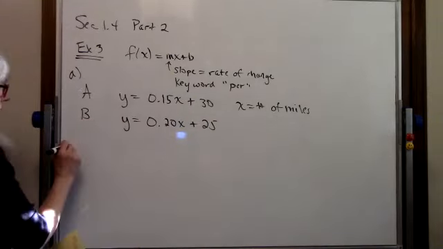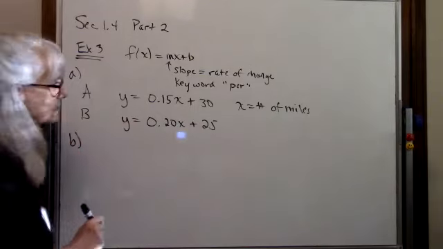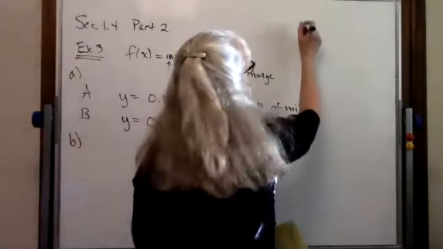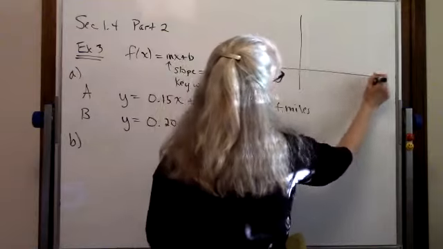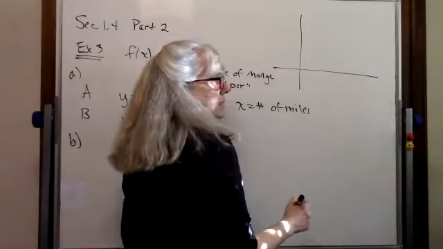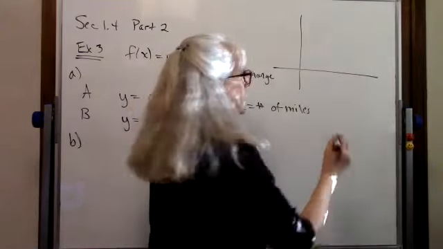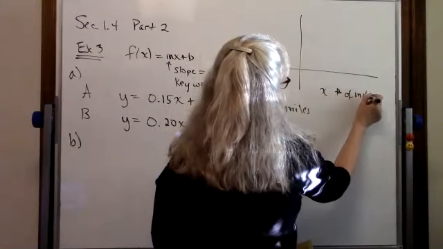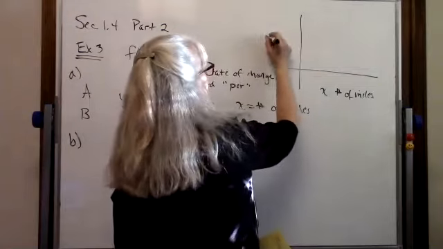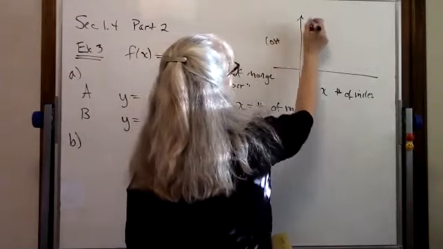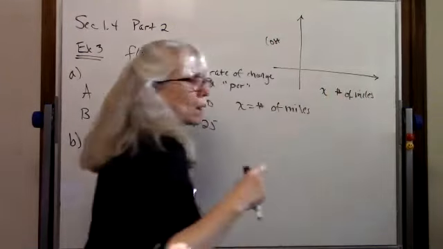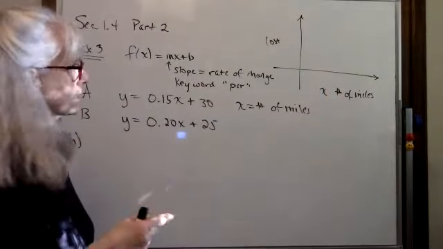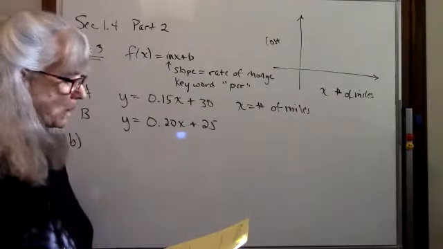Part B asks us to sketch those graphs on the same set of axes. You'll notice I'm sticking to quadrant 1. That's because you can't really drive a negative number of miles. So this axis represents the number of miles. This axis up here is the cost, and it's a daily cost, and you're only doing it for 1 day. How much it costs that 1 day to drive that number of miles.